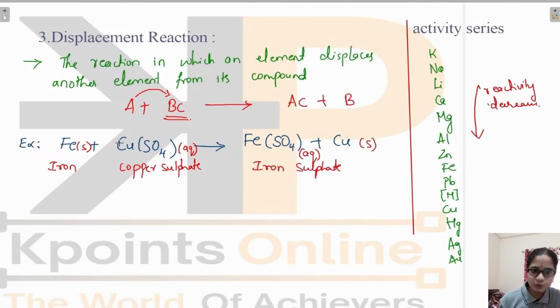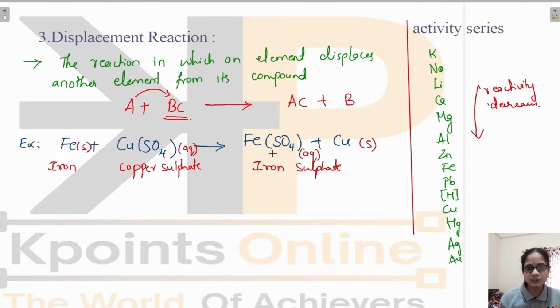The blue color solution of copper sulfate becomes pale green in color. It fades. The blue color will fade because there is a formation of iron sulfate here. The iron has displaced copper from its solution. So the new compound formed here is pale green in color.